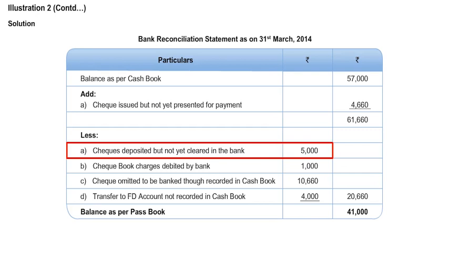Now, since 5,000 worth of checks were deposited in the bank, the entry was obviously made in the cash book. So your normal balance increased in cash book by 5,000, but these are not yet cleared in the bank. So that means the passbook sign is opposite. So you will deduct 5,000 rupees. So less: checks deposited, but not yet cleared in the bank.